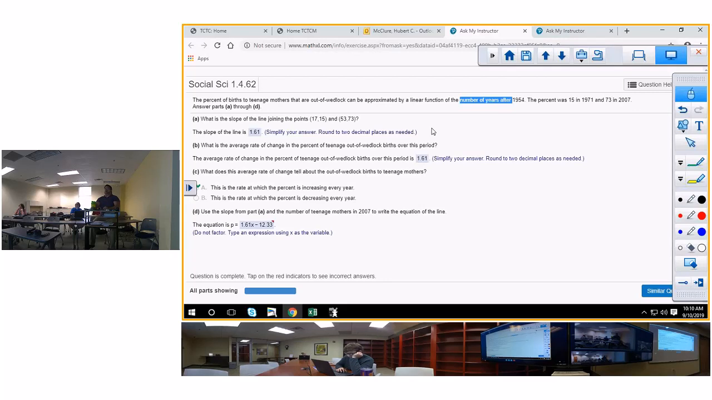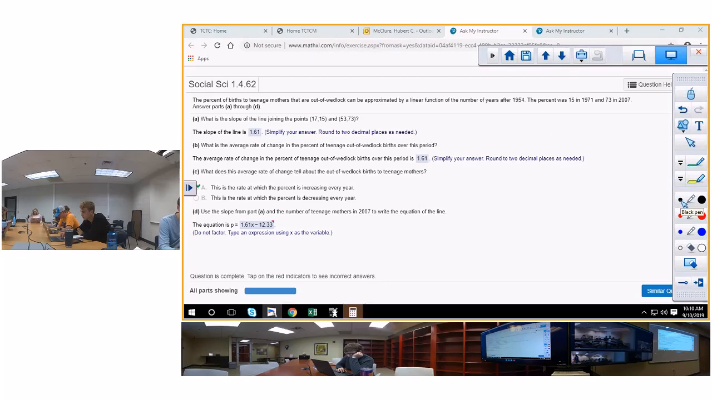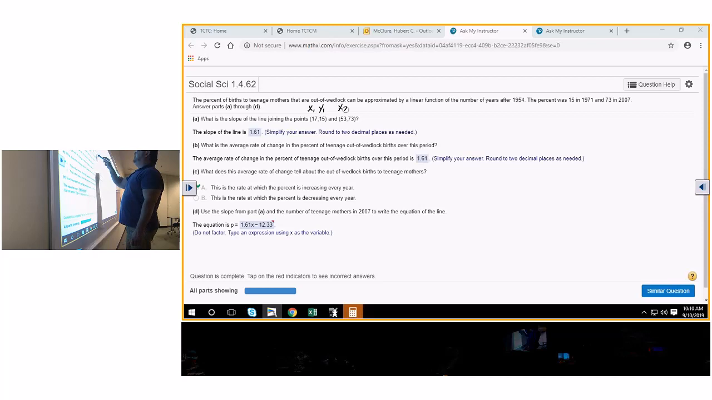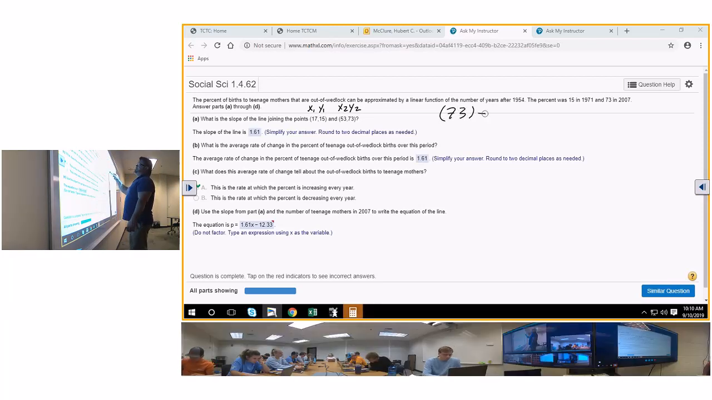Well, first of all, they're giving you two points. Somebody tell me what you're going to find out first. You don't even have to read the directions. You got to find what? The slope. So here's x sub 1, y sub 1, x sub 2, y sub 2: 73 minus 15 over 53 minus 17.